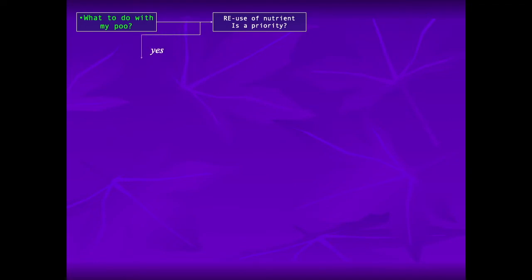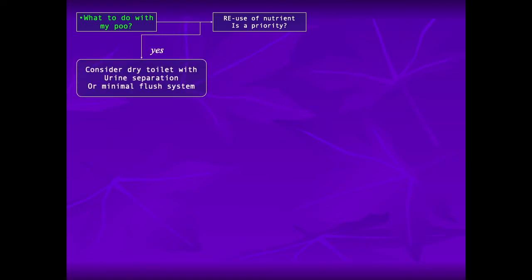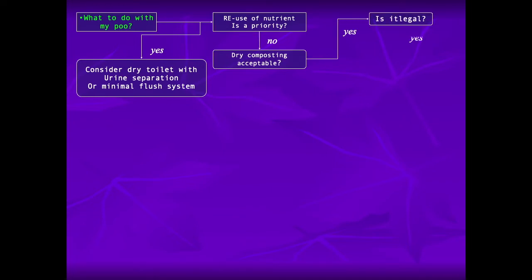First, you have to decide if your reuse of nutrient is a priority. We understand that should be a priority if you're gardening. And then you have to decide if the addition of water is a priority. Dry composting acceptable where you are? If it's not, can you do a different type of composting system?